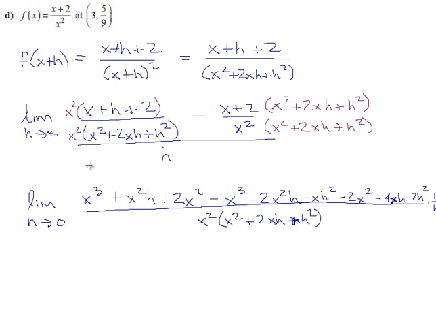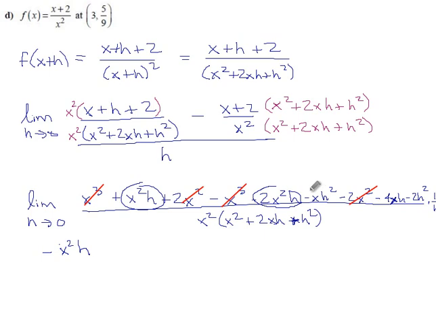Can we cancel anything? Not a lot of cancellations, are there? x cubed minus x cubed, that's something. And here I see 2x squared and minus 2x squared. Those can go. I think that's it. And we have some x squared h's we can combine in the next line. x squared h minus 2x squared h is minus x squared h.